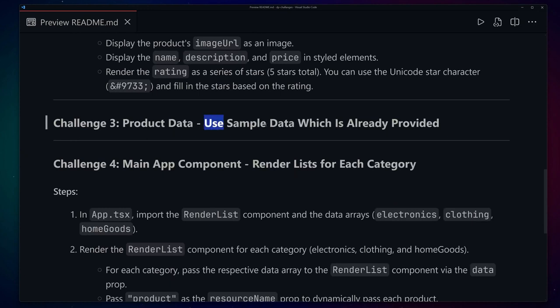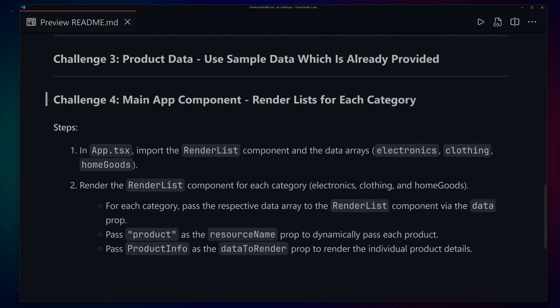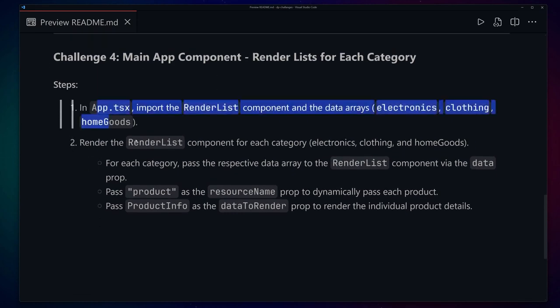I already provided you with the data.ts file, so you can use that, or if you want to create your own, you are more than welcome to do so. Then finally we have to create our main component to render our list. This is how we are going to be rendering them inside our app.tsx file.